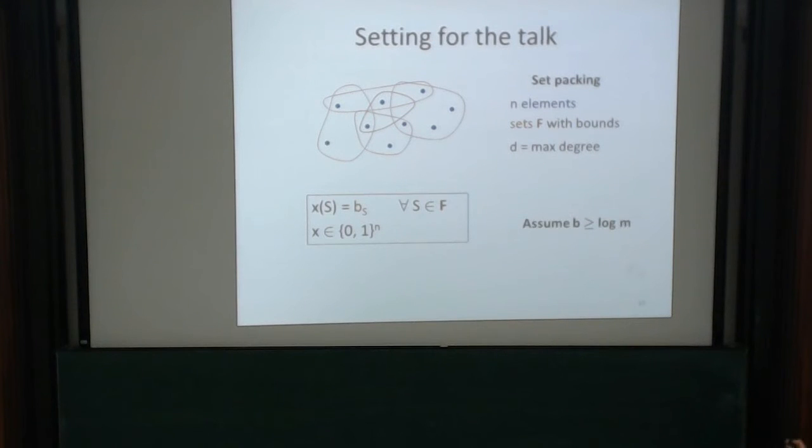So this is the setting for the rest of the talk. We have a set packing instance, so a collection of elements and some subsets of them. And we have bounds on how many elements we can pick from each subset, and a parameter that we will be interested in, as in the previous 2 cases, is this maximum degree, which is just the maximum number of subsets that contain any element. And our results are interesting in the regime where these bounds B are fairly large. So in the talk, I'm going to assume that the bounds are at least log n.